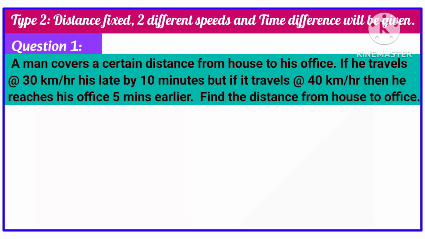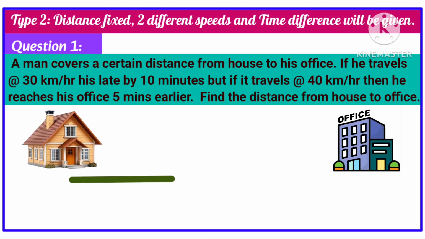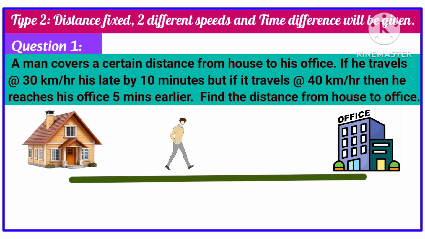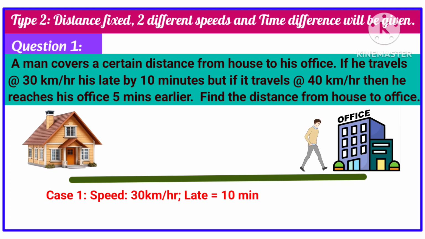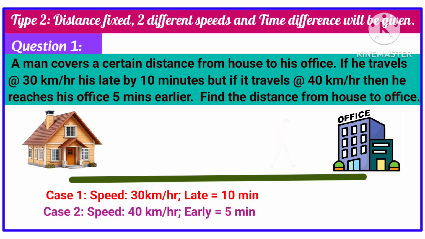A man covers a certain distance from house to office. So the man is covering a fixed distance, from house to office. If he travels at the rate of 30 km per hour, then he is late by 10 minutes. But if he travels at the rate of 40 km per hour, then he reaches the office 5 minutes earlier. Find the distance traveled, or find the distance from home to office. So, the one-way distance, that is home to office, is what you are going to find out.